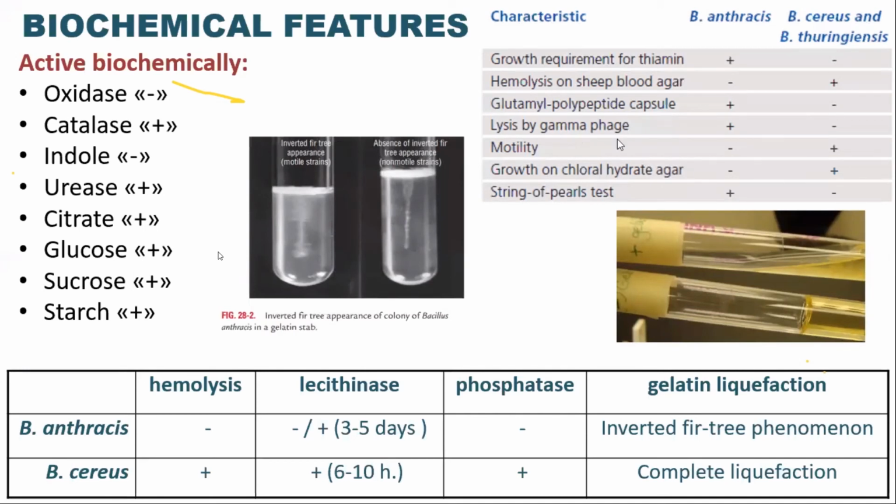For Bacillus cereus, for example, you can see complete liquefaction. It looks like that. It is a semi-solid medium, but gelatin is a protein, and Bacillus cereus destroys the protein, and you can see it becomes liquid. So this phenomenon is helpful in differentiation of bacteria.